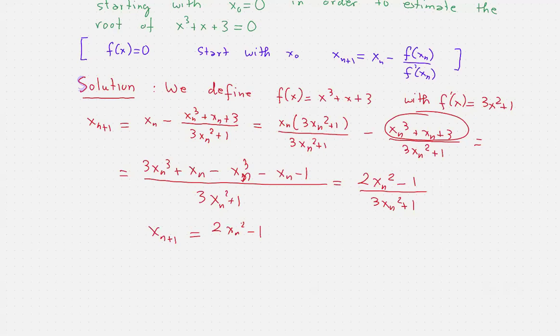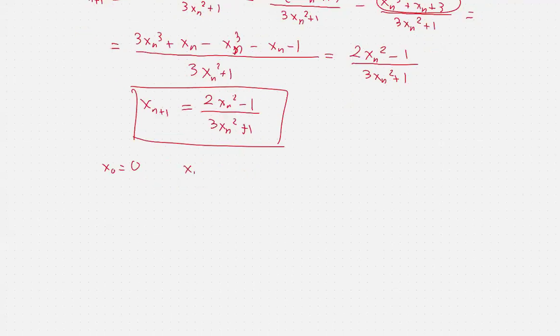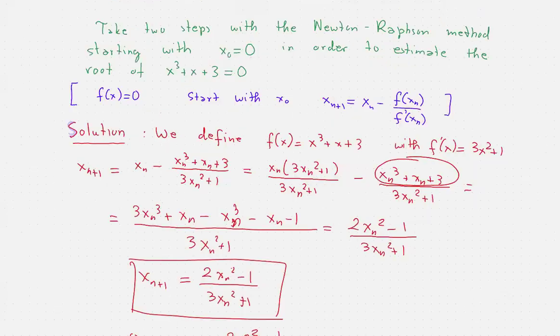And we start with x naught equals 0. If we plug in x naught equals 0, we find that x1 will be 2 times 0 squared minus 1 over 3 times 0 squared plus 1. And this would give us minus 1. You see how the method already directs us toward negative numbers. And this makes perfect sense, because if you look at this equation right here, it cannot possibly have a positive solution.